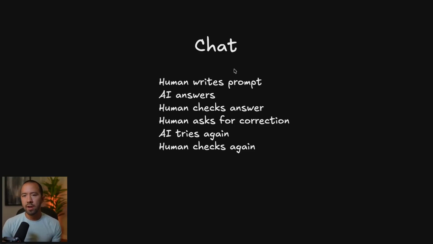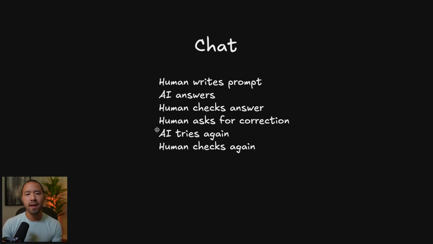So where we started was with chat, and this is where a lot of people start. This may even be where you're at today. When you interact with Claude or Codex or ChatGPT or whatever in the chat, and you're doing work, what it usually looks like is you write a prompt, AI answers with whatever that is, you check the output, you ask for a correction, AI tries again, and then as a human, you check again, right? It's the see, do, check kind of principle.